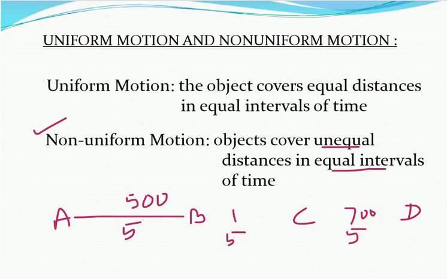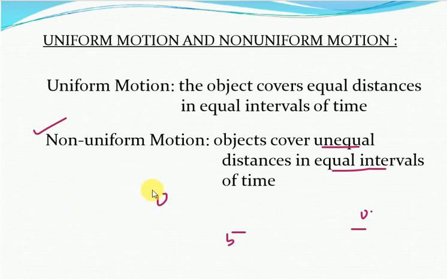So in case of uniform motion, we have equal distance between two consecutive points and equal time between two consecutive points. But in case of non-uniform motion, the distance is not equal between two consecutive points, but the time is equal between two consecutive points for the motion of the body. Okay, so I hope you understood what uniform and non-uniform motion are. Now let us continue.